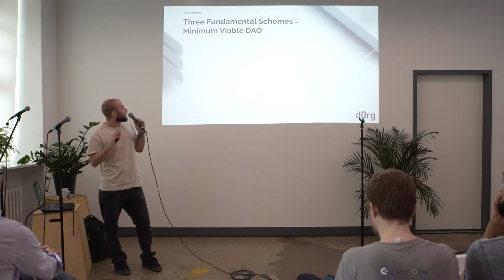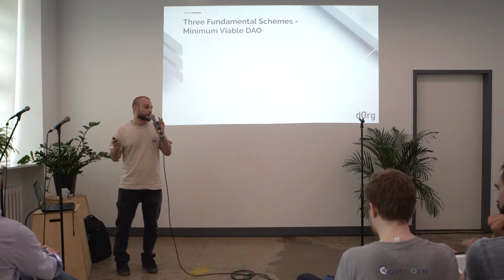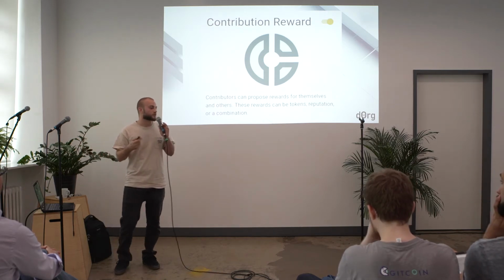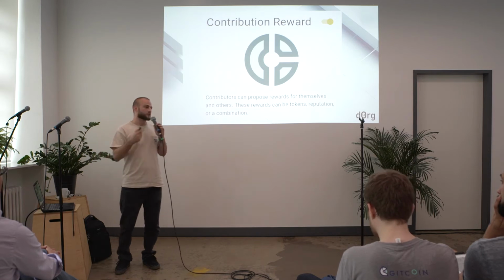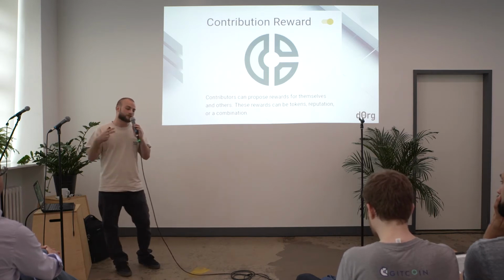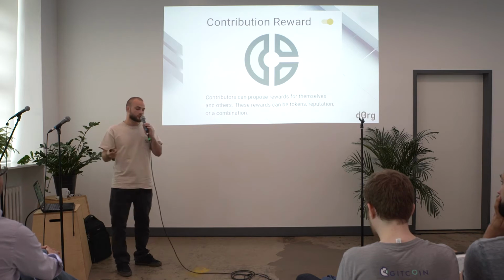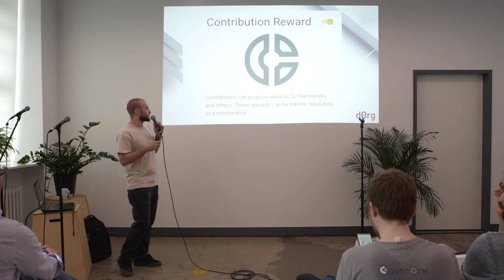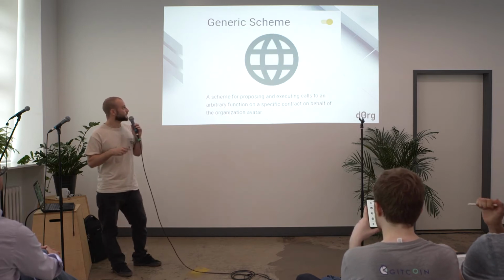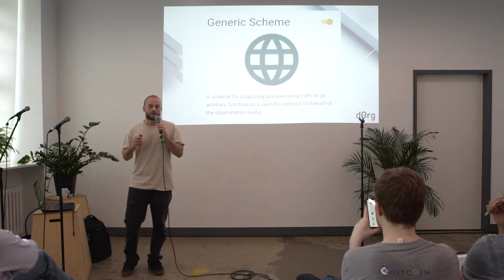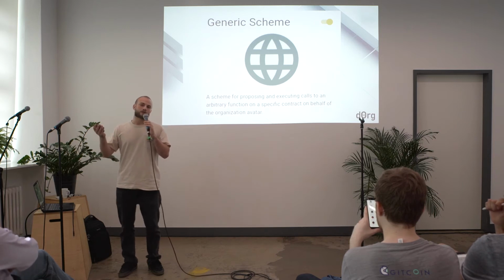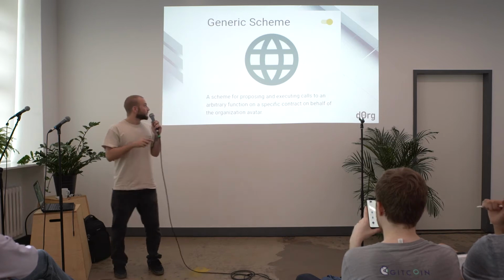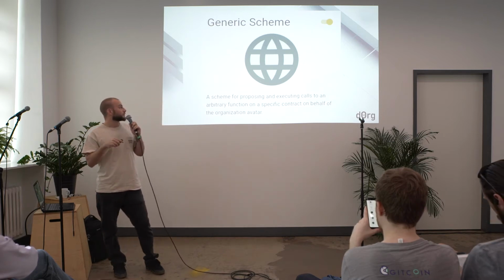And so now the 3 fundamental schemes for a minimum viable DAO. First off is the contribution reward scheme. This is pretty much what I had just talked about. Being able to distribute rep and any type of token that the DAO holds, whether it be its own ERC20 or any other ERC20 that it has possession of. It can distribute that to any other address. A generic scheme, this allows you to call any contract on the blockchain, any method with any arguments. And so this allows for extremely dynamic behavior.